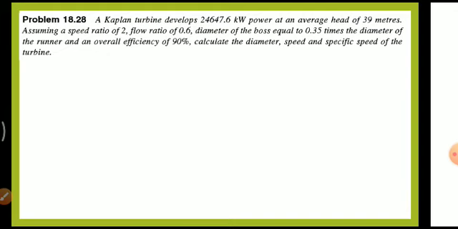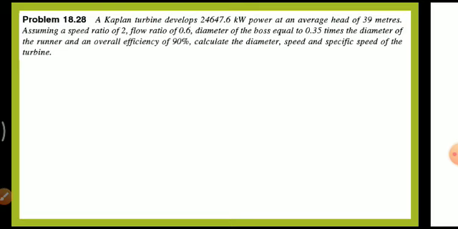A Kaplan turbine develops 24.647 kilowatt power, so it will be shaft power, at an average head of capital H is 39 meter. Assume the speed ratio, which you will be using for calculating the value of u, and flow ratio as 0.6. The diameter of the boss is equal to 0.35 times the diameter of the runner, so Db is equal to 0.35 into Do. The overall efficiency is 90%. Calculate the diameter, speed, and specific speed of the runner.